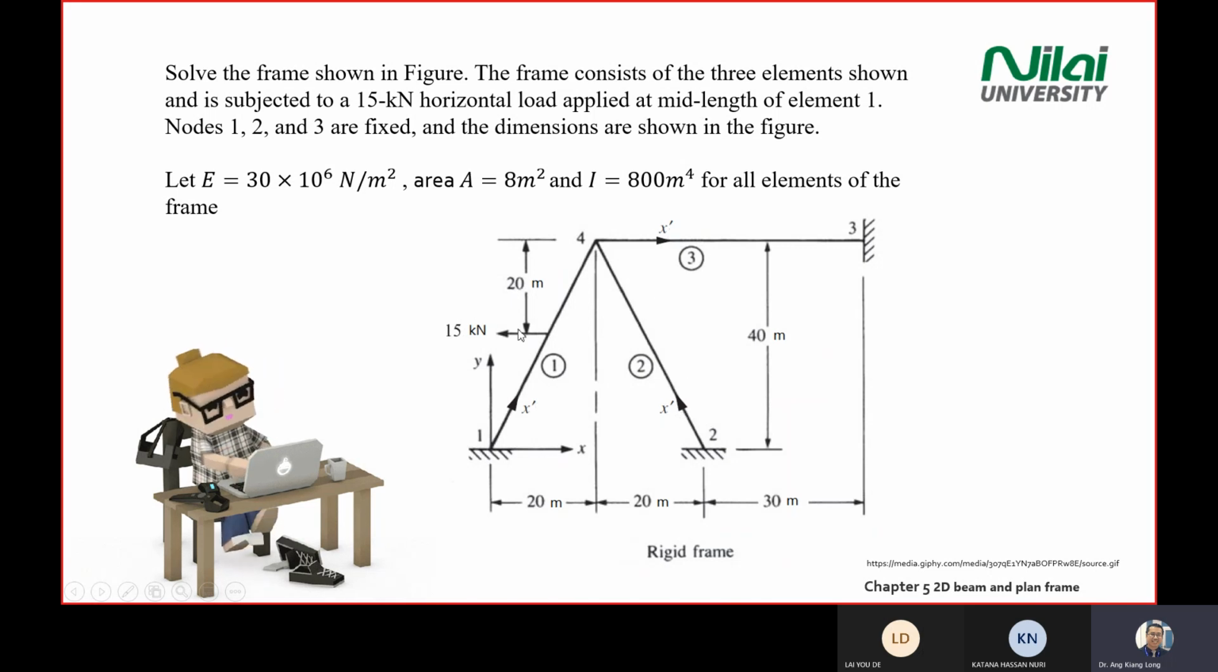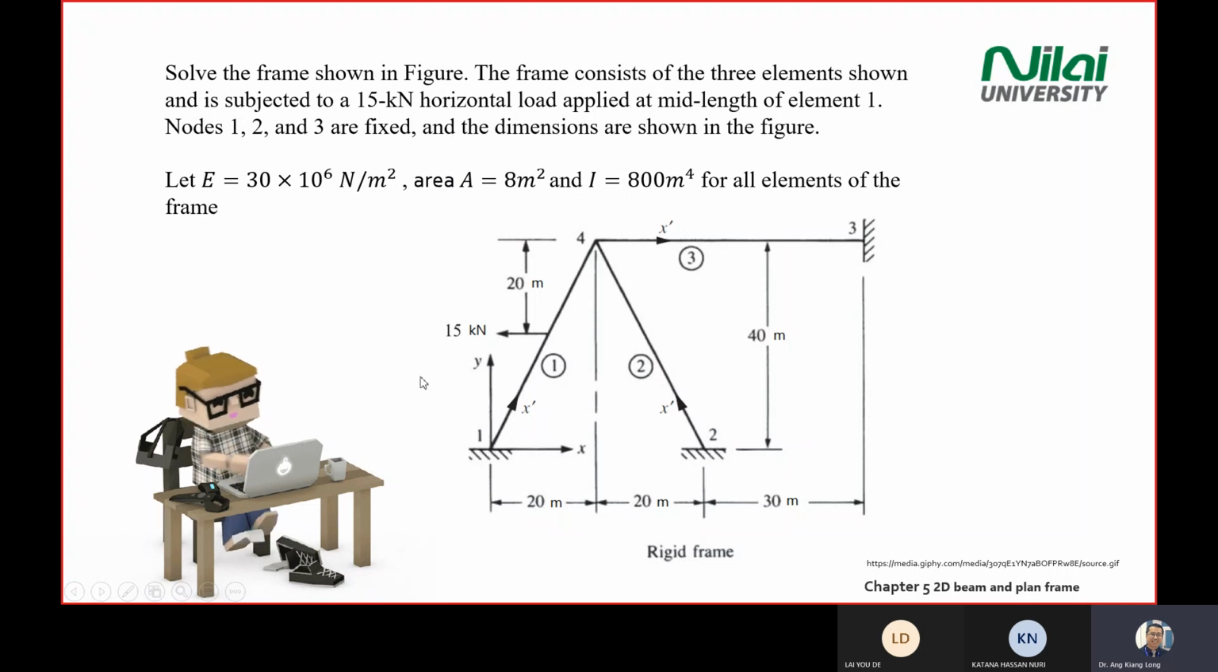All right. And there's an external force at the middle of the beam here, 50 kilonewton, from the top, 20 meter from point number 4. The total height of this structure is 40 meter. The horizontal distance is 40 or 20, 20, and 30, right? And the Young's modulus is given, the area is given, and the second moment of area is given.